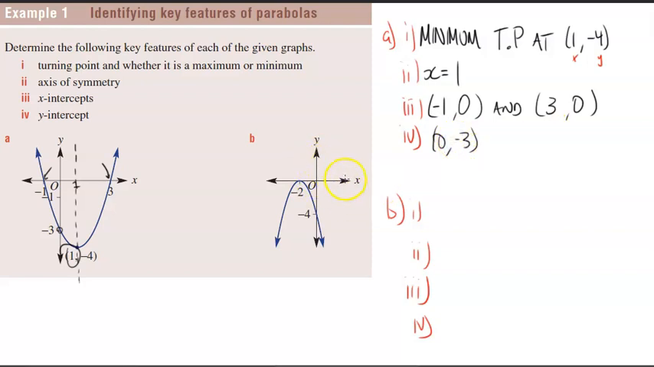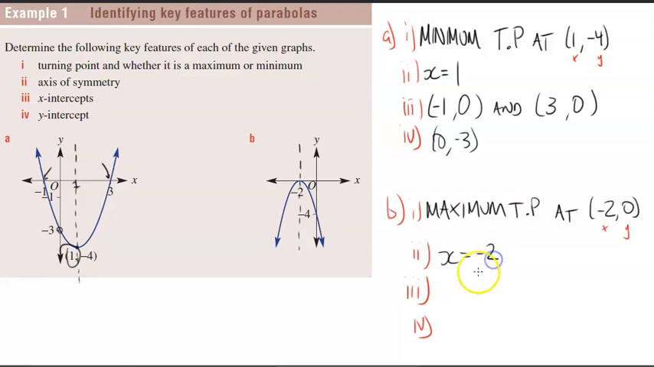For the second graph, the turning point, whether it's a minimum or maximum: the turning point is a maximum, because it reaches its highest point, so obviously we're dealing with an inverted graph, or there's a negative in front of the x squared. So there's a maximum turning point at (-2, 0). So x value is -2, and our y value in this case is 0. The axis of symmetry is this line here, and it's always an x value of whatever the turning point is. So this is at x is equal to -2.